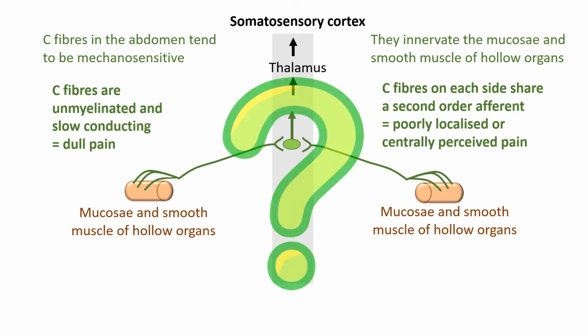C fibers share a second order afferent. So in other words, what happens is the C fibers come into both dorsal horns, but they synapse with one second order afferent. So there's no way the cortex is going to know where it's coming from. So it tends to be perceived as central, or it's very poorly localized.